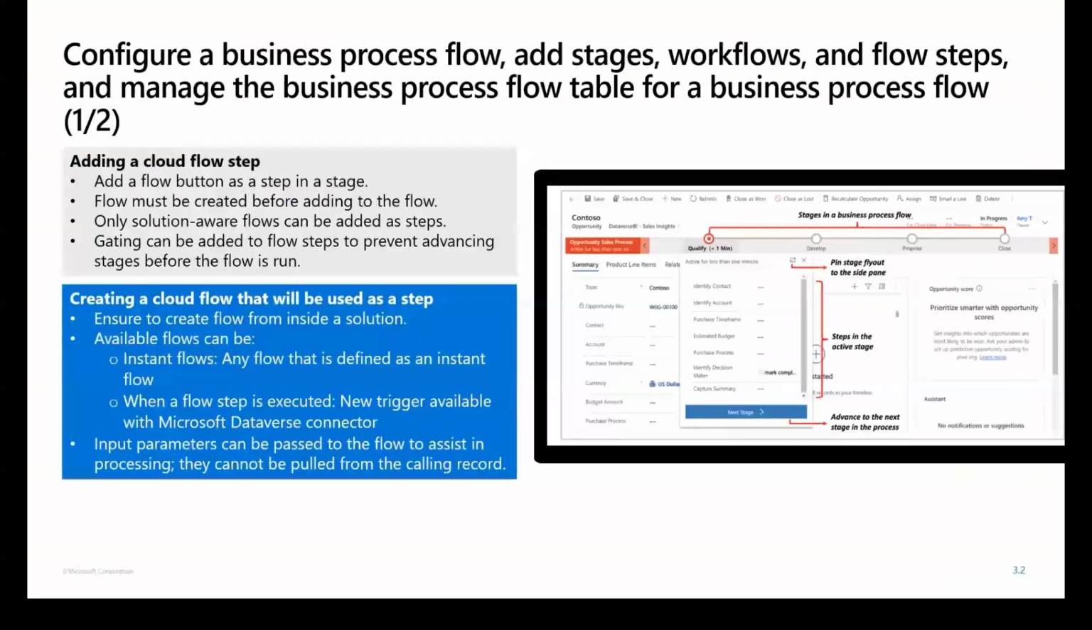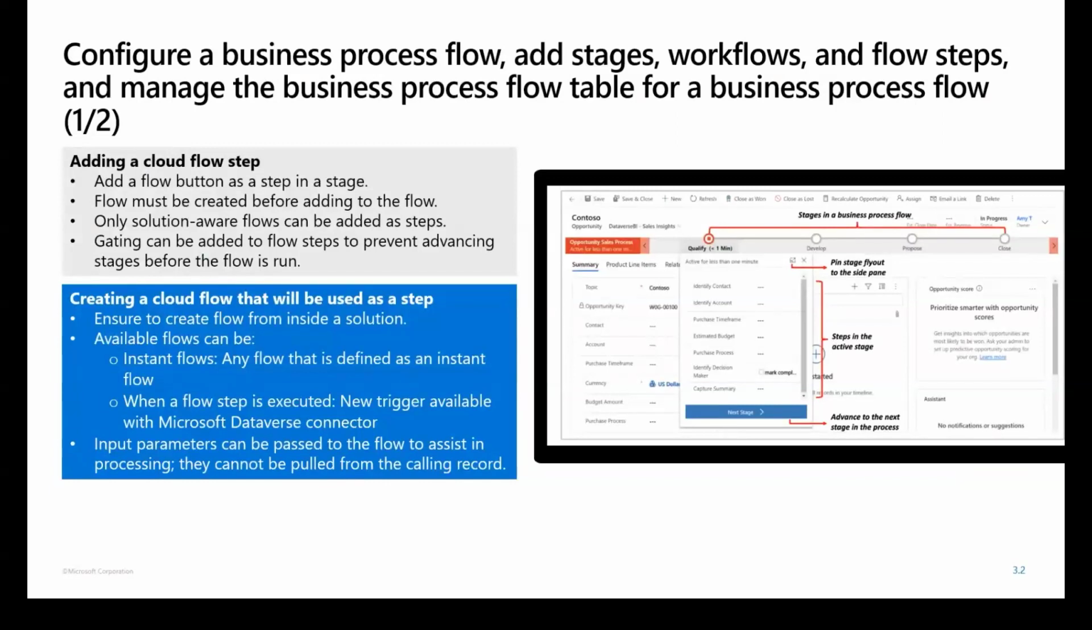Process flows appear above the form or embedded in the form. You can see what appears on the right-hand side. We have stages, and within stages, we have steps. Now, mostly the steps are columns within the table, but they can also be things such as running a cloud flow.